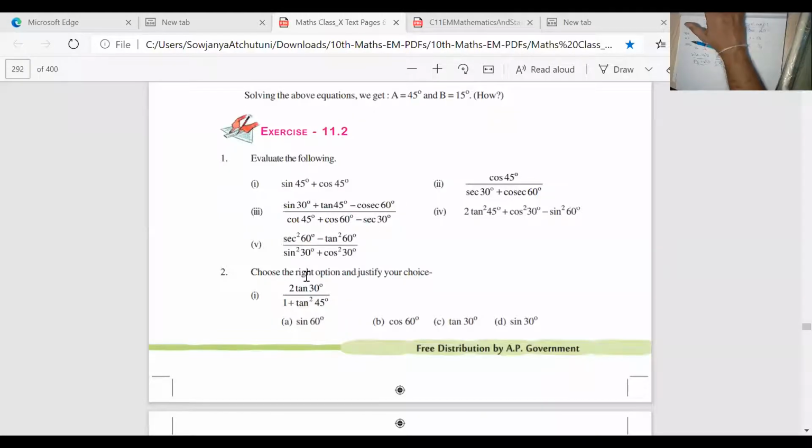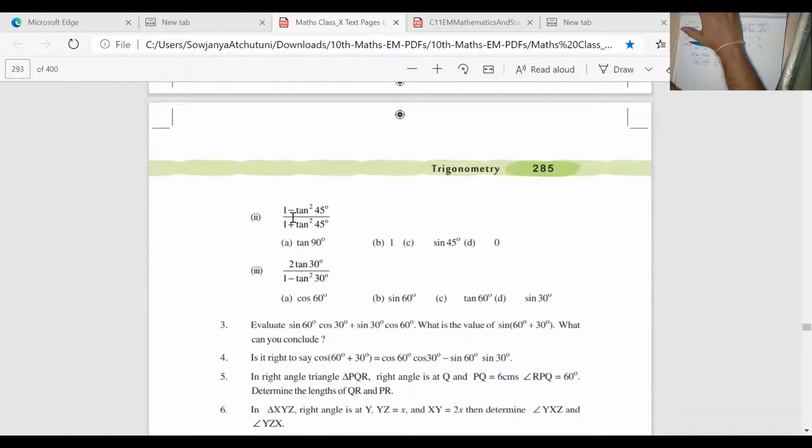So we should be familiar with the terms. Choose the right option: 2 tan 30 by 1 plus tan square 45. Tan 45 is sin 45 by cos 45, 1 by root 2 by 1 by root 2, 1. So tan 45 is 1. 1 plus 1 is 2. Bottom is 2, 2 is getting cancelled. So what is left out is tan 30. Answer is tan 30.